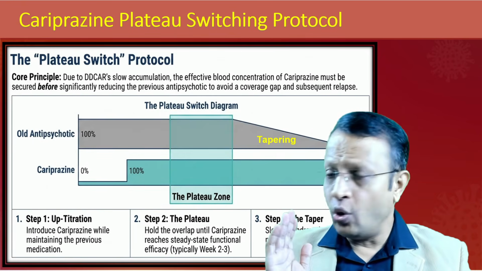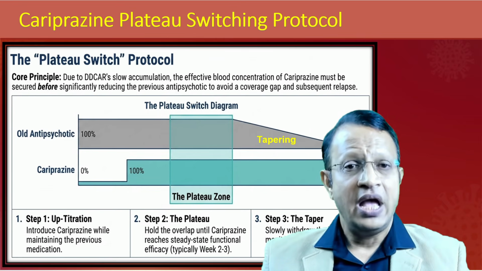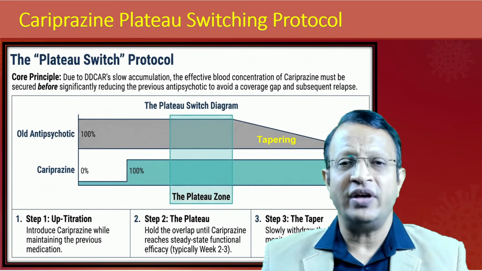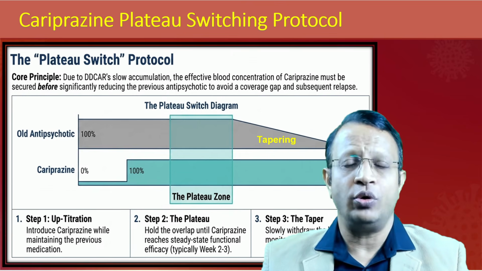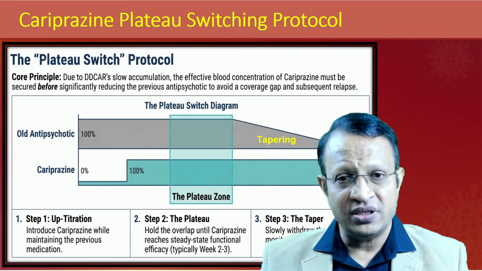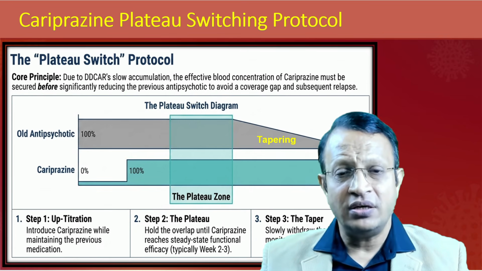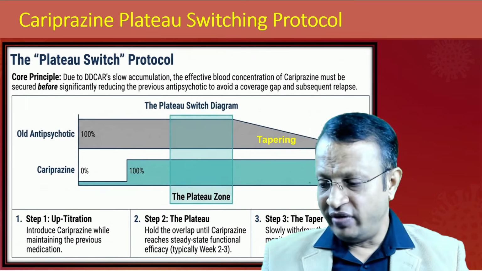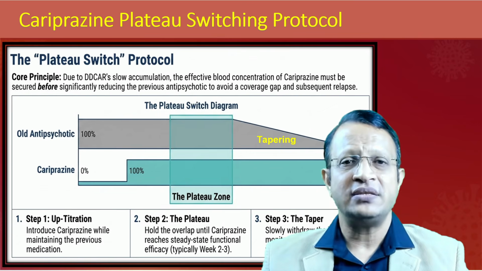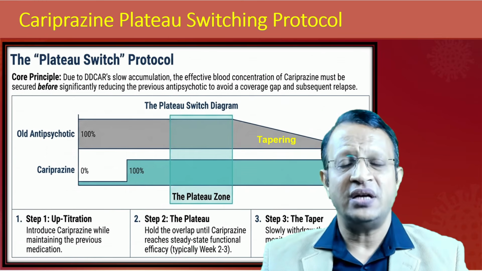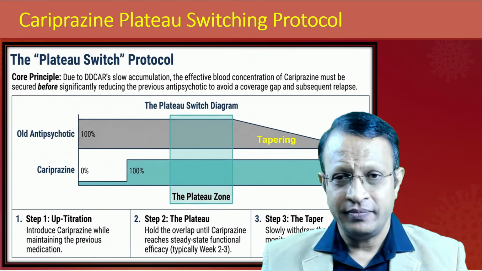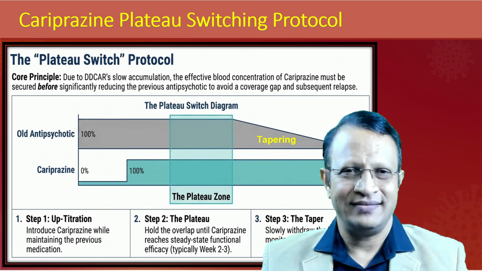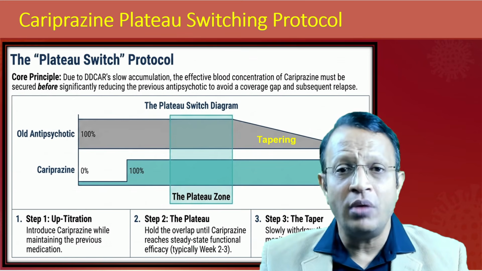You can see here the old antipsychotic is given first. Imagine you are giving risperidone 8 mg and there is no improvement. Along with the 8 mg, you have to give cariprazine together, my dear friend. Once you reach cariprazine at the effective dosage, both medications should be continued over a period of 2 to 3 weeks, invariably 3 to 4 weeks. That is called the plateau switching protocol. Both medications at full dosage. Once cariprazine starts acting, that is at the end of 3 to 4 weeks, start tapering the old antipsychotic. That is called the plateau switching protocol, my dear friend.